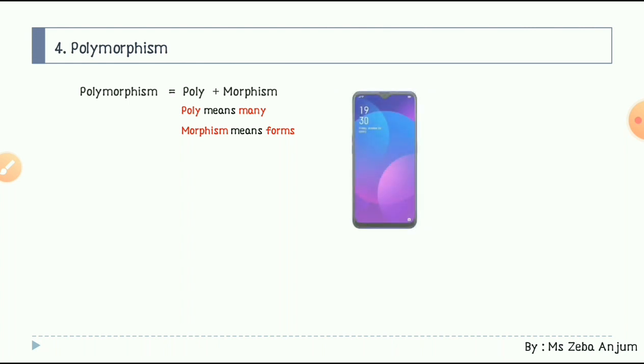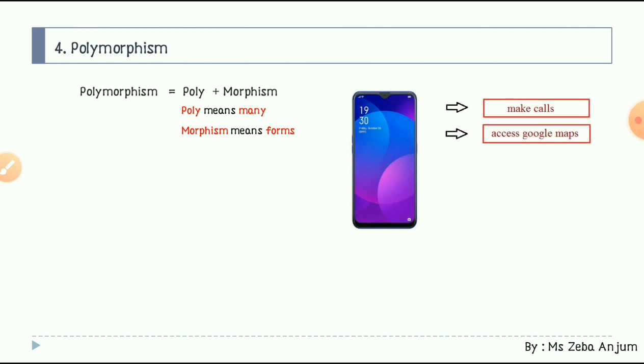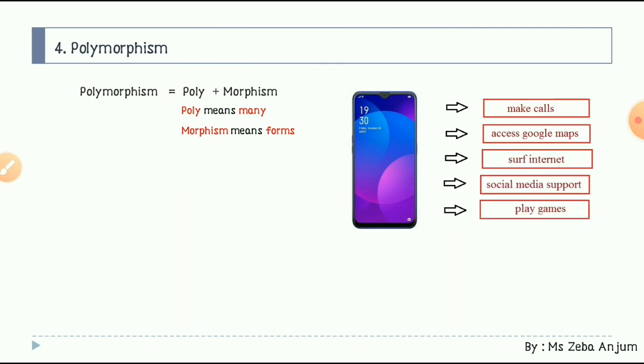Consider you are having a phone. A phone is a single device, but we can use this phone for handling multiple operations. Likewise, with this phone you can make your call. With this phone you can access Google Map. You can also surf the internet. You can get the support of your social media. You can play games, etc., etc. But anyhow, you are having only a single phone for accessing all these functions.